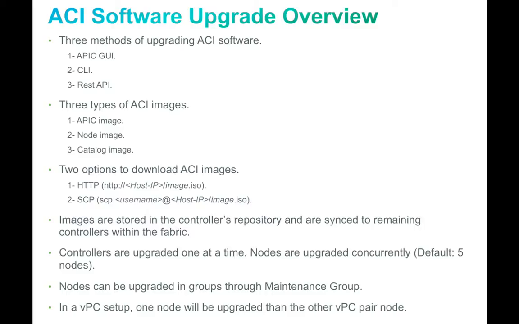APIC controllers are upgraded serially, whereas nodes are upgraded in parallel. The default is 5 nodes at a time. That can be changed, and I'll show you later in my presentation how to change that. Nodes can be upgraded in groups through a maintenance group. In a VPC setup, one node will be upgraded before the other VPC pair node.